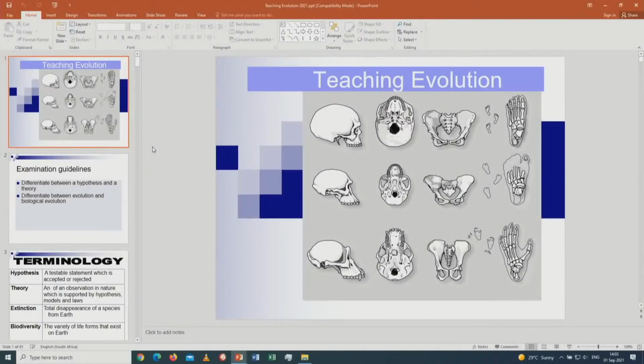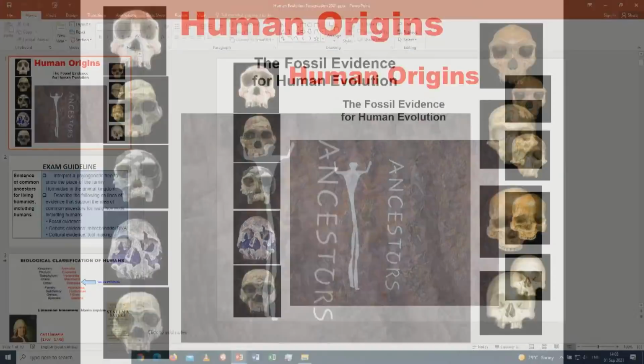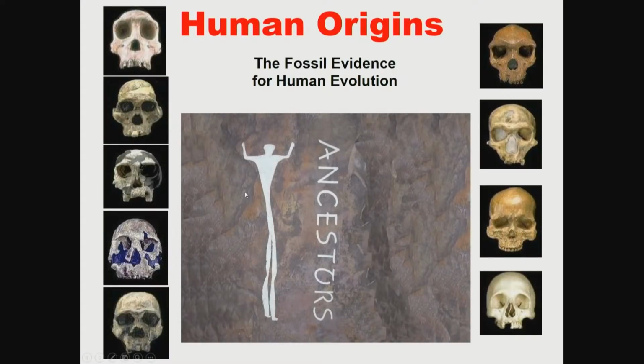Alright. So that is teaching evolution in general. So let's look at evolution, human evolution. The one on human evolution. The evolution is 65 marks, irrespective of human evolution or general evolution. But in human evolution, the question stays the same, but the diagrams may be different.